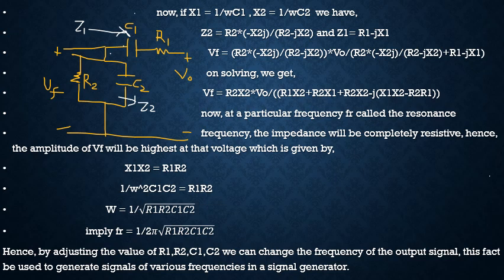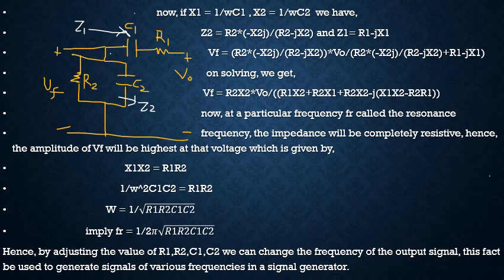Now at a particular frequency FR, the amplitude of feedback voltage VF will be highest, and this is the only voltage which will be passed on easily by the feedback circuit. This frequency will be when the impedance is in resonance, that is the reactive part is 0. So taking the reactive part as 0, that is X1X2 equals R1R2, what we find is that the resonance frequency will be equal to 1 upon 2 pi root over R1 R2 C1 C2.